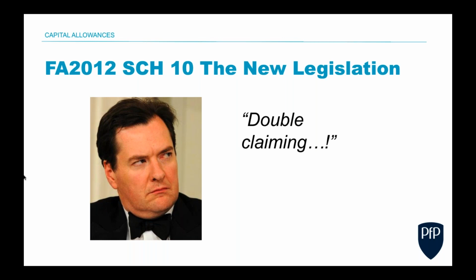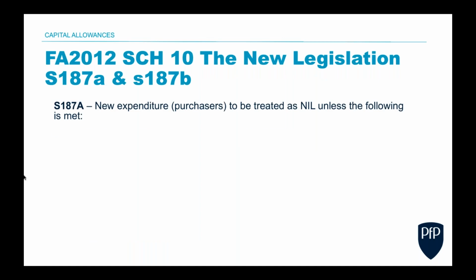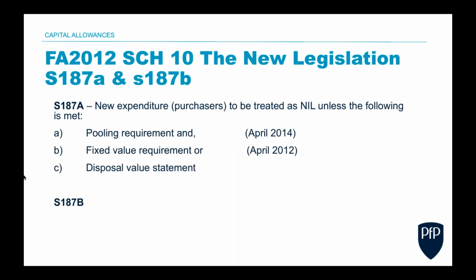So let's have a bit of a look under the hood, see what the mechanics of this are. So let me just get all the bullet points up here on the screen. So, two main requirements. The disposal value statement you can see there on the C is as an alternative to the fixed value requirement, and very rarely comes up. It's only when the vendor is outside the charge to tax due to change in circumstances and several other instances. We won't go into that because that will just overcomplicate the situation. 99% of cases we'll be worrying about the pooling requirement and the fixed value requirement.